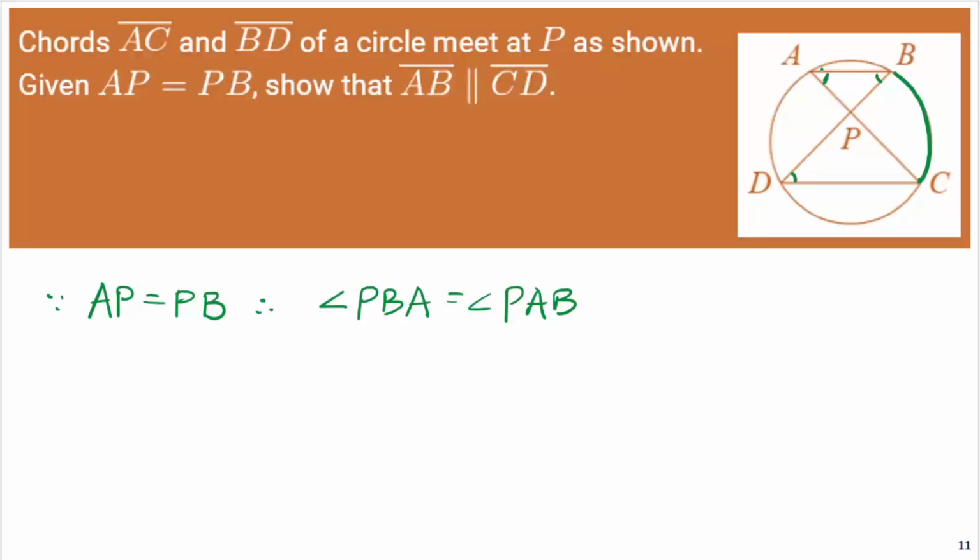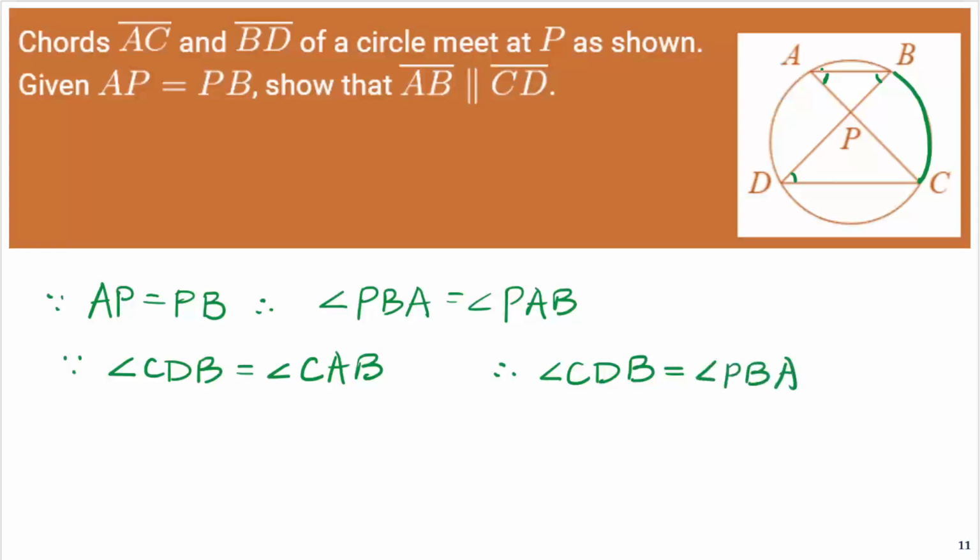So we have angle CDB equals angle CAB, right? Therefore, we know angle CDB equals angle CAB equals angle PBA, right? So if this angle equals this angle here, then we know AB must be parallel to CD, right?